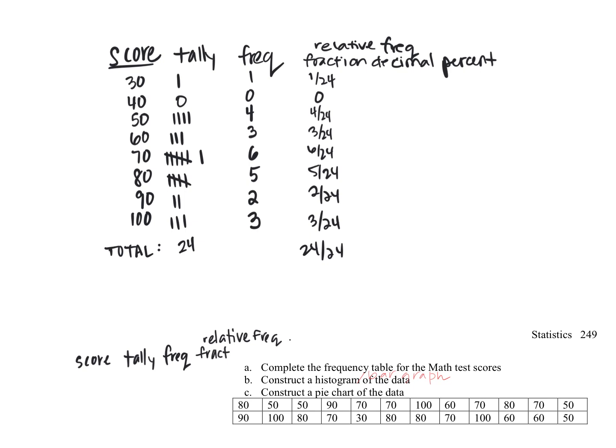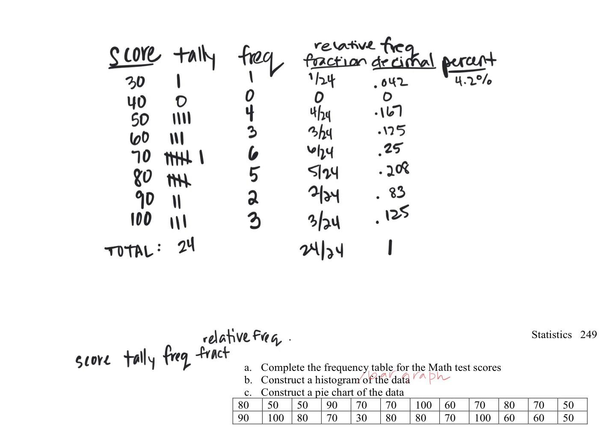To get the decimal, remember that we're going to have to divide. And so when we take 1 divided by 24, we get 0.042. We'll get a 0. 4 divided by 24 will be a 0.167, and I'll finish filling that out. So you can see all of those. Make sure they match what you got, and then their percents. Remember, we just move to the right 2 decimal places. So we have the following percents.